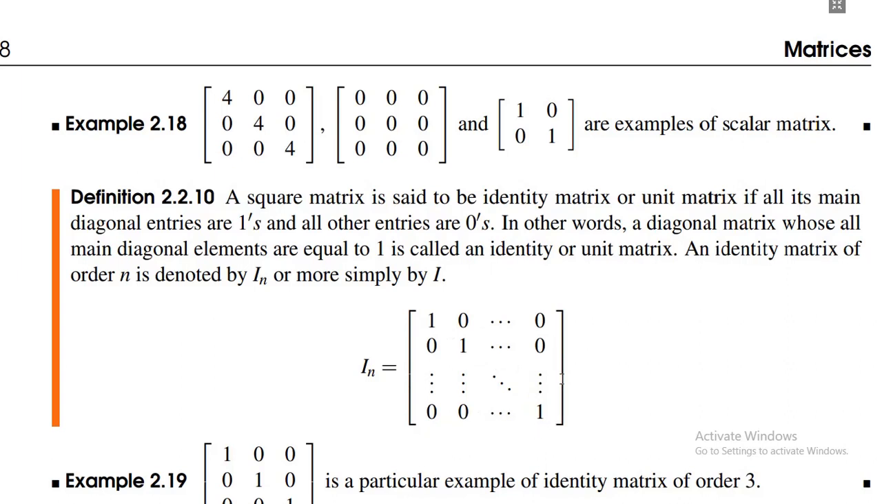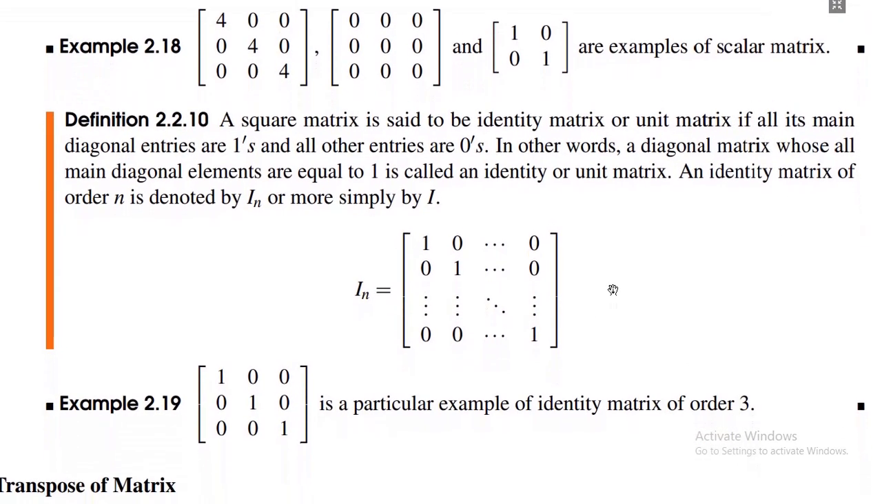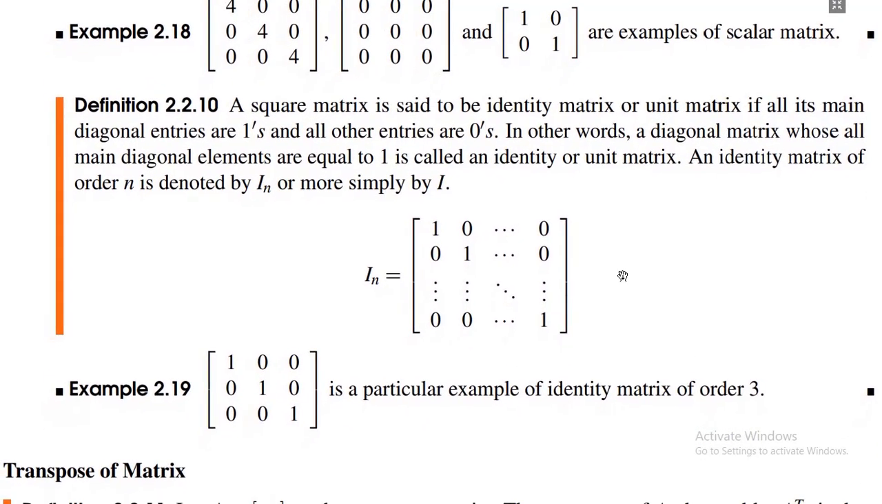Now this is called an identity matrix, or we can define an identity matrix as a scalar matrix in which all the main diagonal entries are 1. For example, such a matrix 1 0 0, 0 1 0, 0 0 1. This is an example of an identity matrix of order 3.